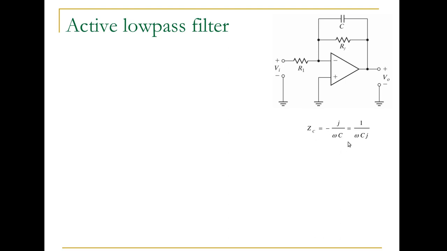The impedance of a capacitor is shown here: negative j over omega C. Omega is the frequency of the signal, and C is the capacitance. And this is equivalent to 1 over omega C j. We also have the impedances of the other loads. Resistor 1 has impedance R1, and when we combine the feedback resistor with the capacitance, we get the impedance for this feedback, which is the product of the two divided by the sum of the two, or RF over omega C RF j plus 1.